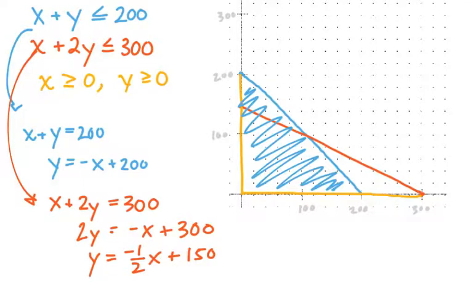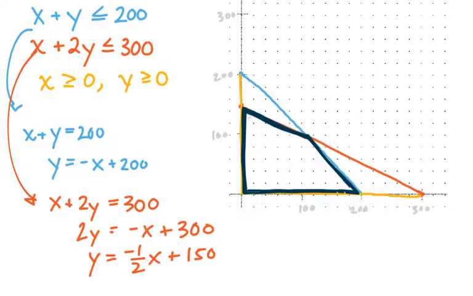And then we have the same situation for x plus 2y being less than or equal to 300. Is 0, 0 plus 2 times 0 less than or equal to 300? And I would say yes, so we would be shading down here. And then, of course, the solution set is going to be the region where we have that double overlap.